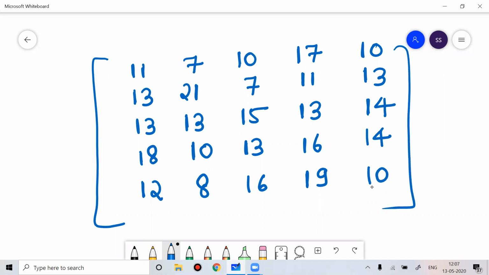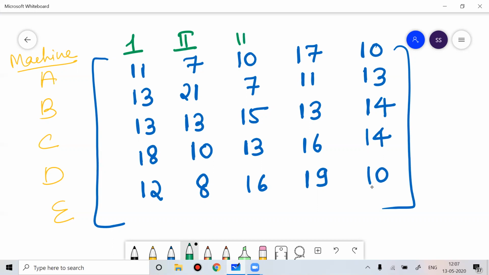Now suppose these are machines A, B, C, D, E, and these are job 1, job 2, job 3, job 4, and job 5. These are the 5 jobs, and these are the 5 machines. Now these elements are all cost elements.